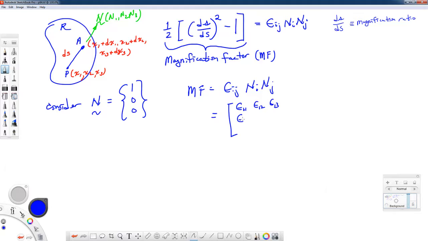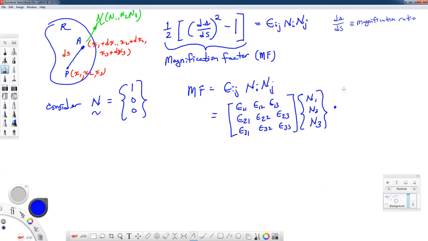So we have a matrix of strain components. It is symmetric. I'm going to write it as if it is not symmetric, but it is symmetric. We have all these terms in here, a 3 by 3 matrix of components. And then we have our vector, n1, n2, and n3. It's a unit vector, and it's not equal to the 0 vector.